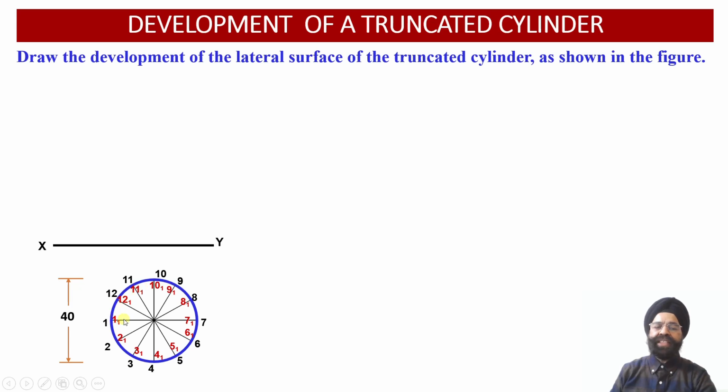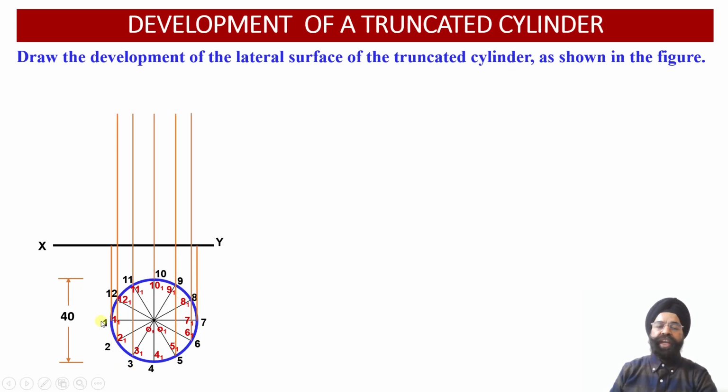These 12 points represent the base of this cylinder, whereas the points marked with black color, that is points 1, 2, 3, 4, 5, 6, 7, 8, 9, 10, 11, 12, represent the points corresponding to the top face of this particular cylinder. Now from these 12 points of the base and the 12 points of the top face, we have to obtain the front view projections.